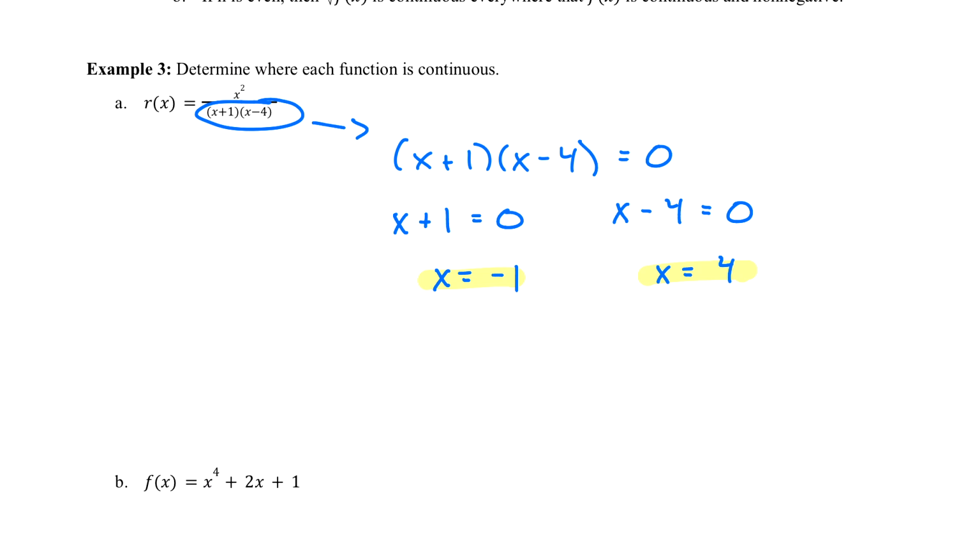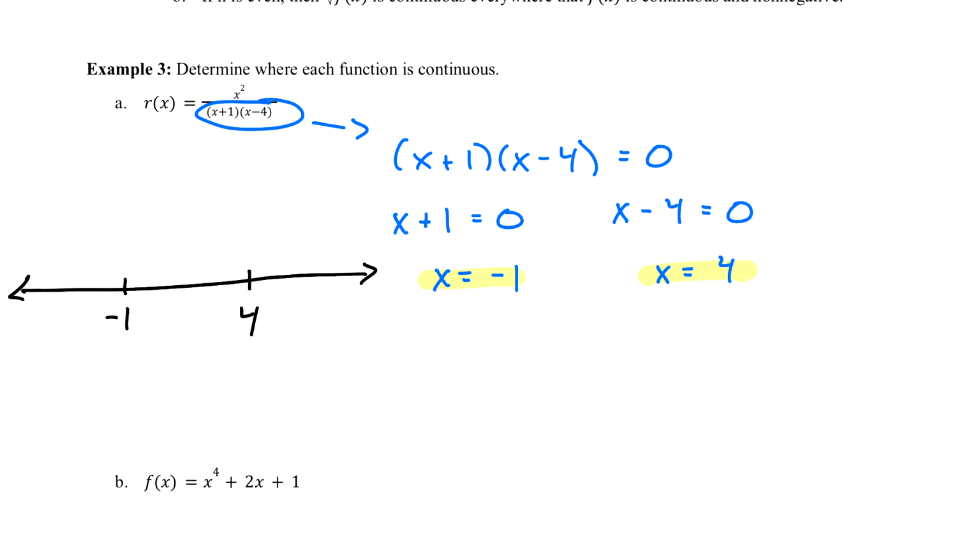If you are new to interval notation, or even if you're not, even if you just want to take your time with these, I would encourage you to just draw a little number line here. And we're going to plot those two numbers on here. We've got negative 1 and we've got positive 4.